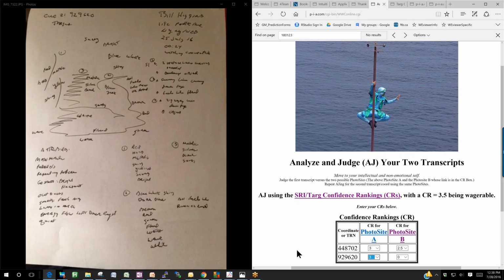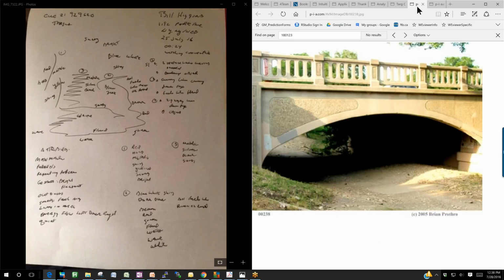What we're trying to do now as a judge is this: since the viewer's task was to describe and sketch, and my viewers, all viewers, do that with odds better than chance, I want to look at the transcripts to see which one I think they are describing. So that's what I do as a judge. I'm trying to find out which one you did.